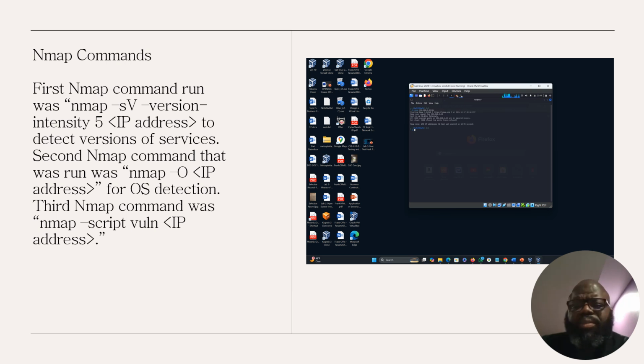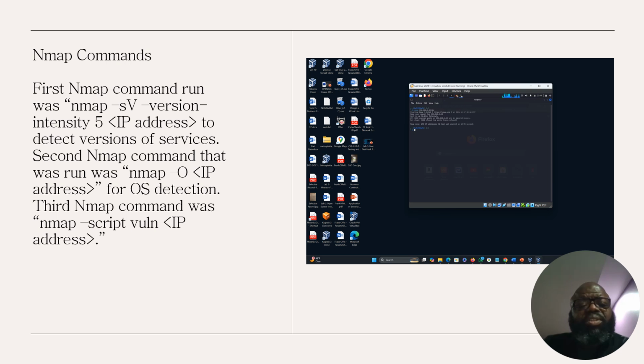The nmap commands. This is the first nmap command that I ran. The command I used was nmap -sV, the version scan, to detect the IP address of my system.